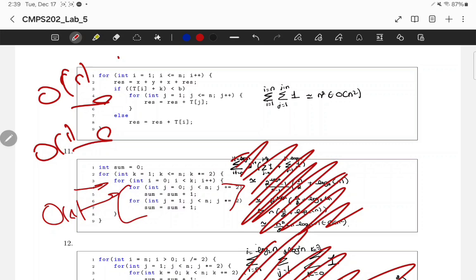The first time, how many operations will I be doing? The first time I'll be doing 1 operation, and then the second time I'll be doing 2 operations, and then 4 operations, right? Up until the time that I do n operations. So the k, this holds in log n, the one that's outside, because I'll be doing this log n times. So this will be log n.